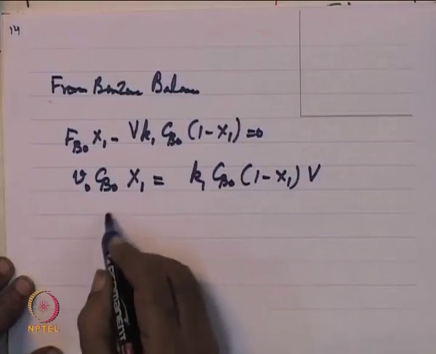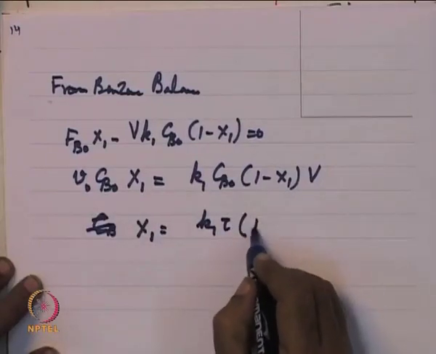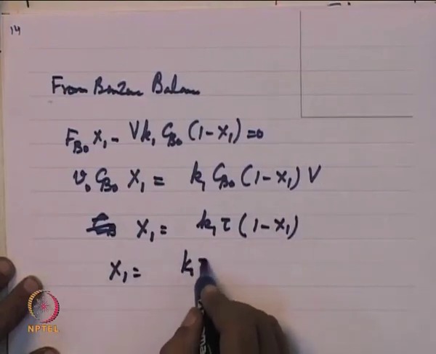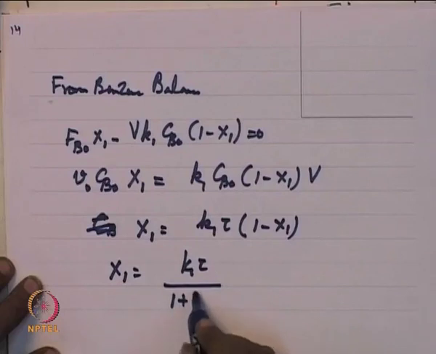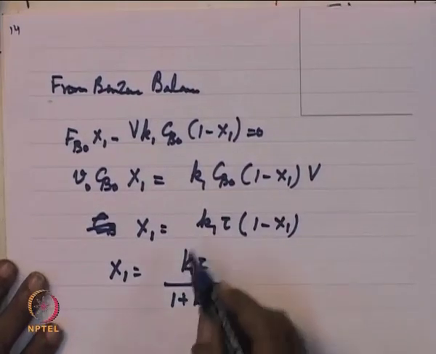So, this can be written as X 1 equal to K 1 tau times 1 minus X 1, therefore, X 1 equal to K 1 tau divided by 1 plus K 1 tau. This is one relationship that you have got. Notice K 1 is given, K 1 by K 2 is given. Once we do that, similarly for dichlorobenzene.